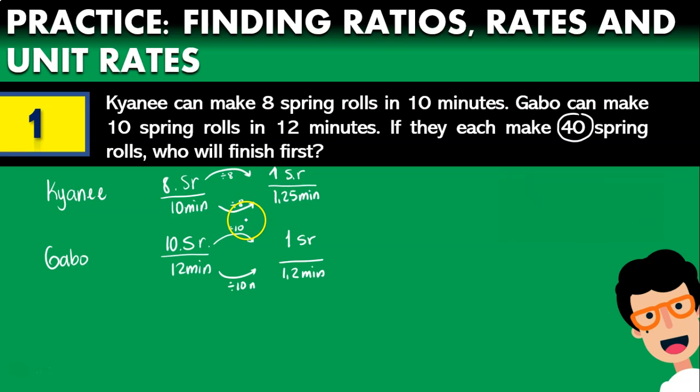But let's say you wanted to know how much time each one spends making those 40 spring rolls. We would then have to multiply by 40. Why? Because when we multiply 1 times 40, we're going to get 40 spring rolls.